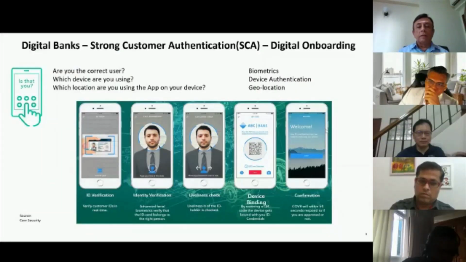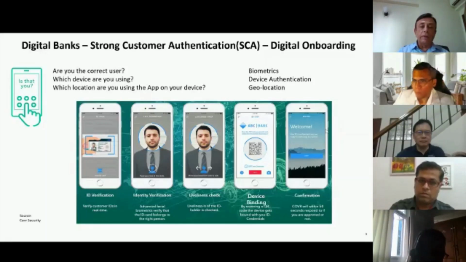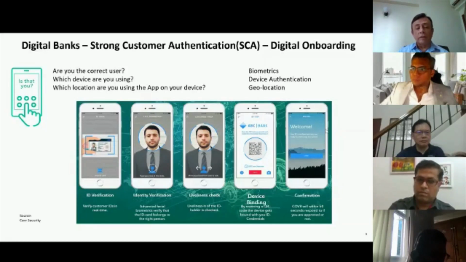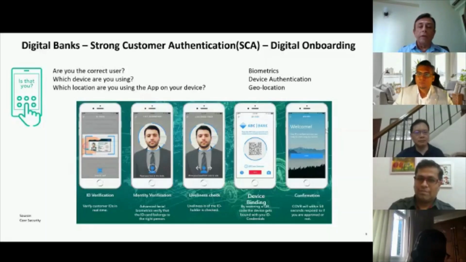If you look at the typical model that is being followed by most of the financial institutions, what they ask you to do is to scan your ID, as the first step. Then you take a selfie to match your photo with your ID. And you also do what is called a liveness check. That means the person taking the selfie is not a photograph. You shake your head or blink your eyes to make sure that there's a live person behind that selfie.